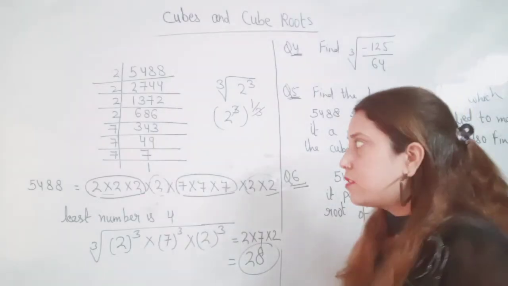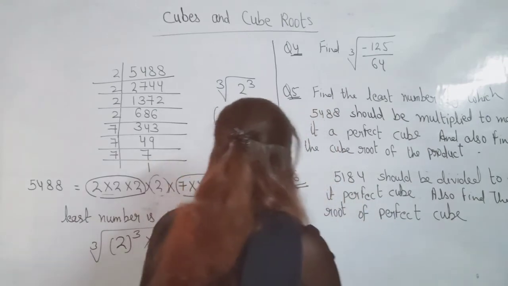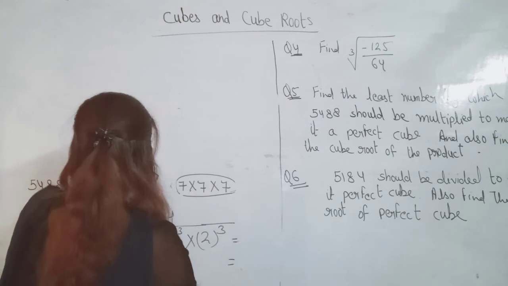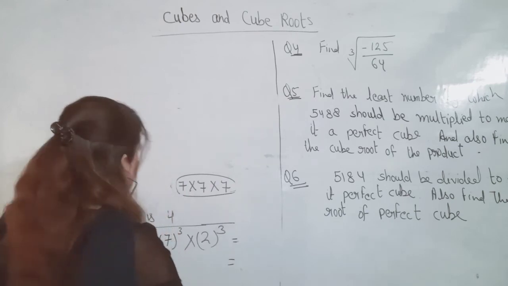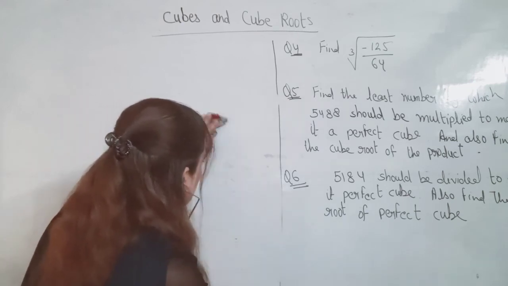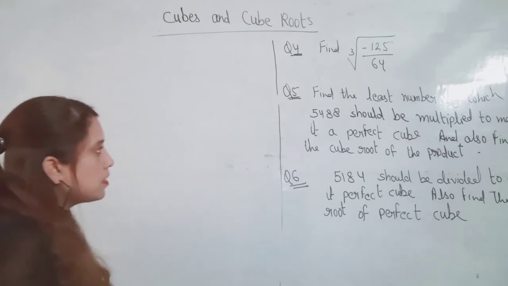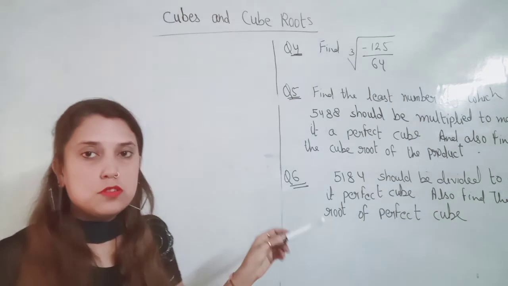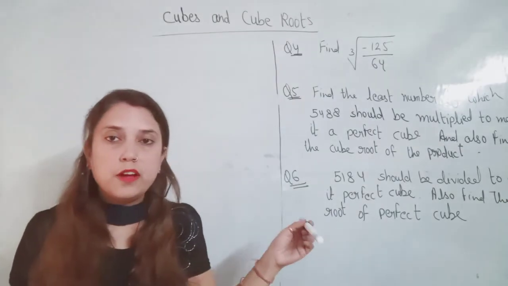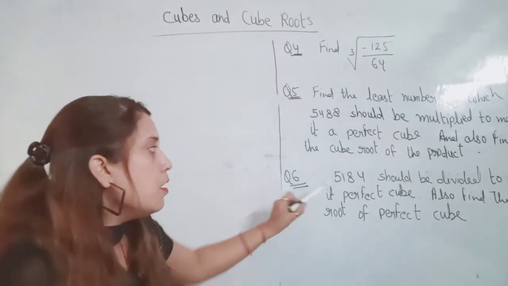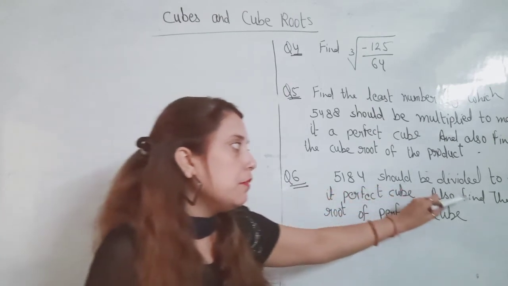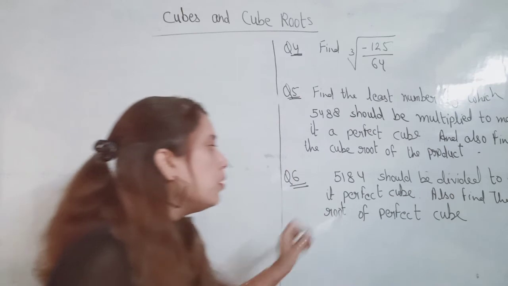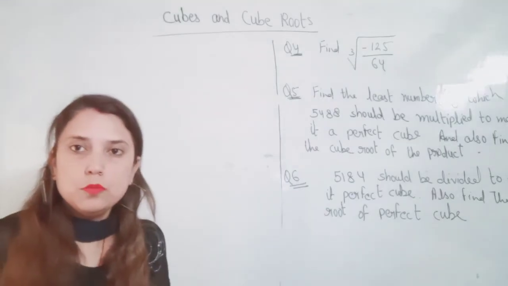Okay, now next move on to the last question, question number 6. This is the last question for today. Okay beta, question number 6 is the same as question number 5, but here we will divide. Find the least number by which 5184 should be divided to make it a perfect cube. Also find the cube root of that perfect cube number.